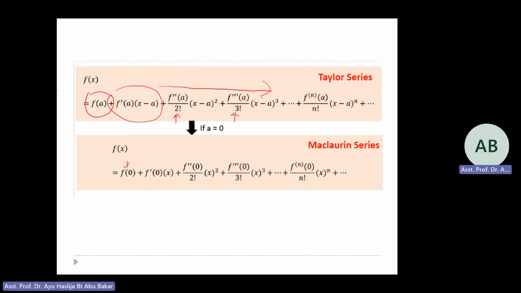Round-off error is, for example, the value of pi, 3.1416. So you round off to 3.142, right? If you find the error between 3.1416 and 3.142, there's a slight error over there. Okay, that is round-off error.